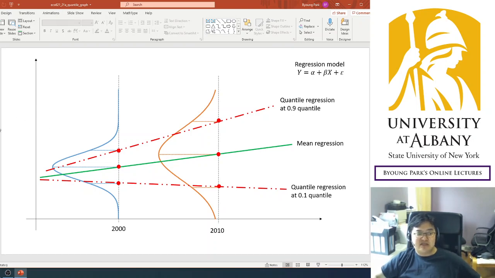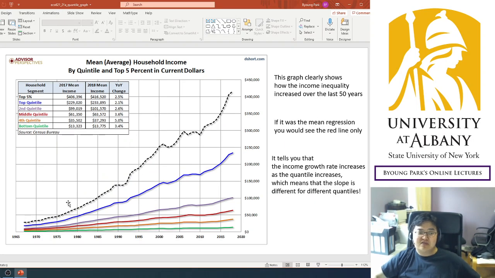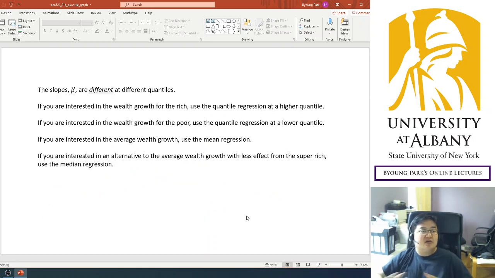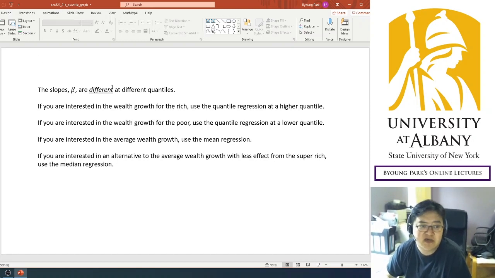So exactly this is what we see here. The same thing can be modeled in this way. And we will learn how quantile regression can be estimated and can be interpreted in this kind of case. And as you see, the slopes are different if you use different quantiles.